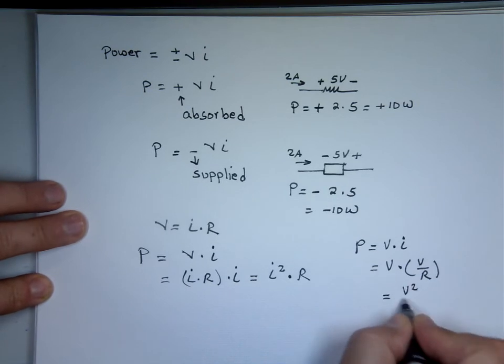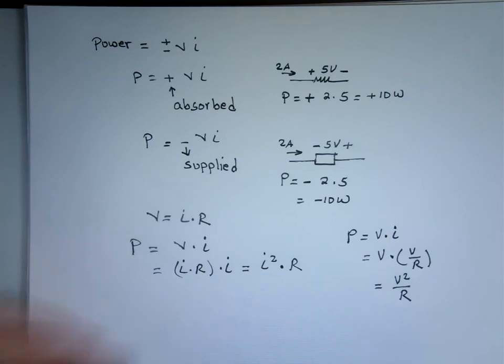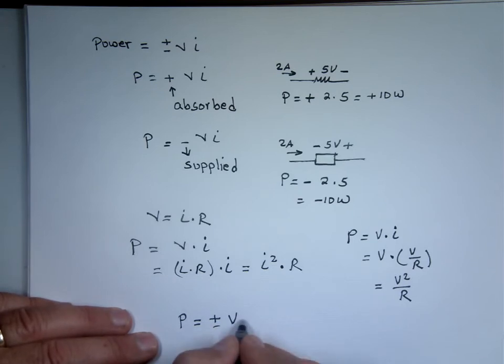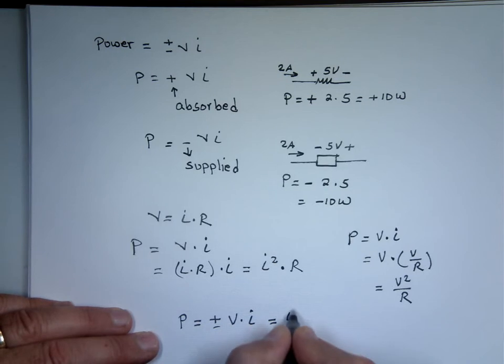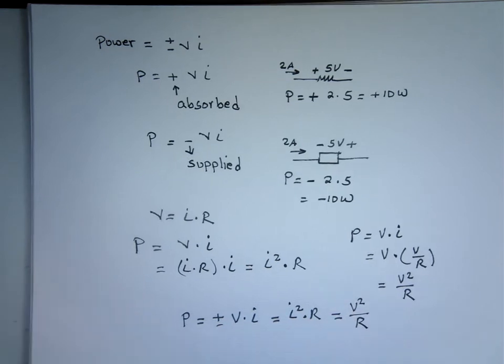V squared over R. So 3 ways to calculate the power. And again, still could be positive or negative. It depends if it is supplying or absorbing here. Could be V times I if you know both of them. If you know the current and the resistor only, you can use that. Or if you know the voltage and the resistor, you can use this. You can use any one of them.